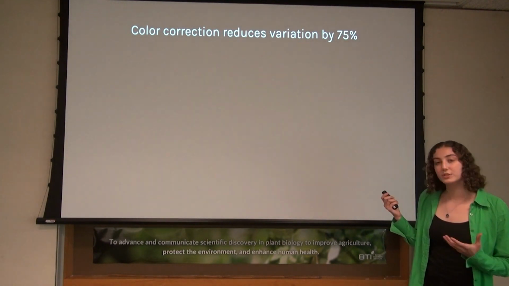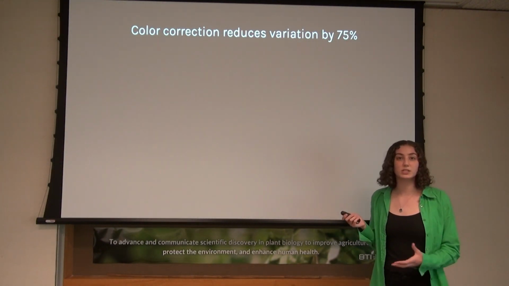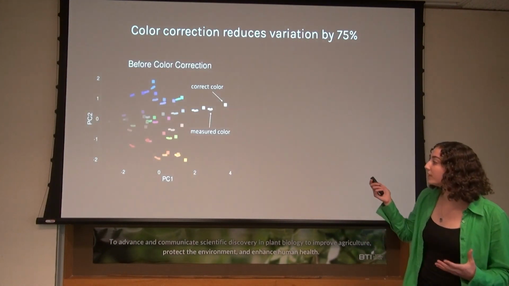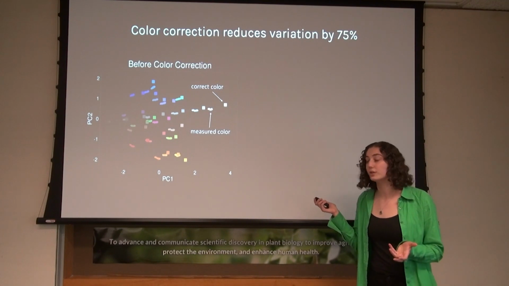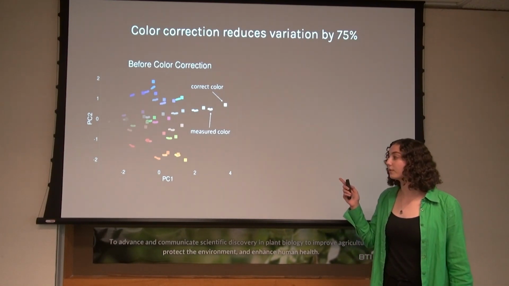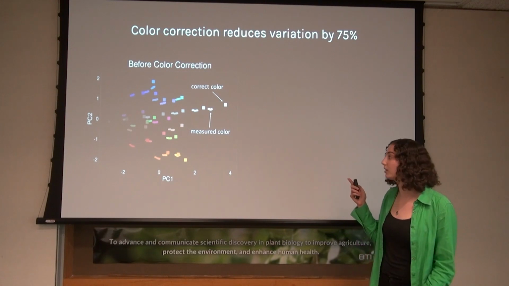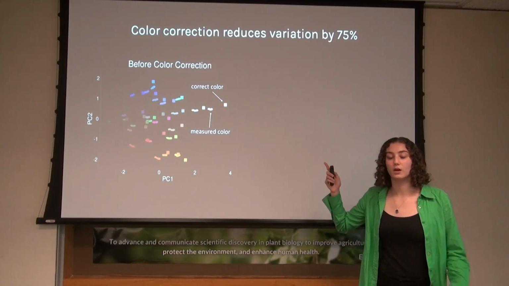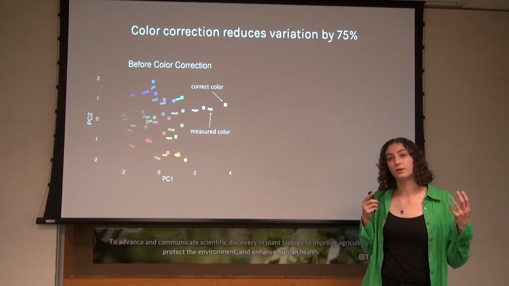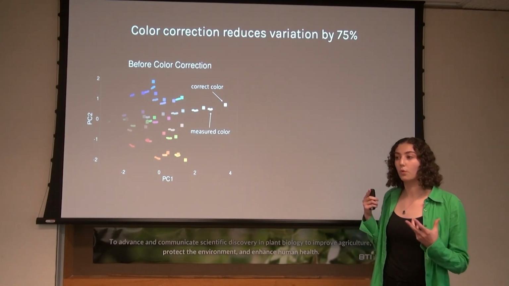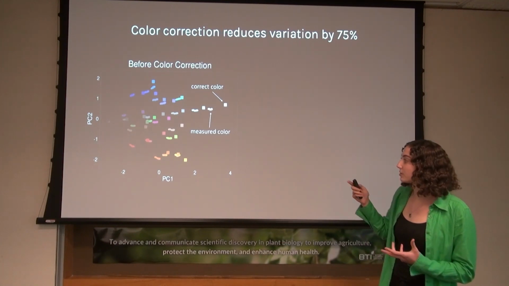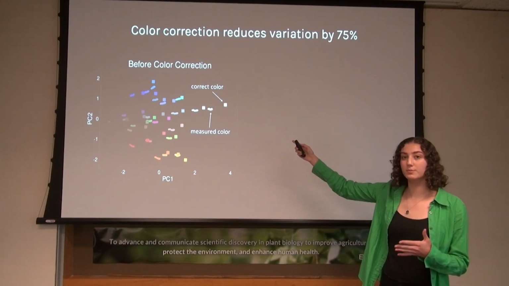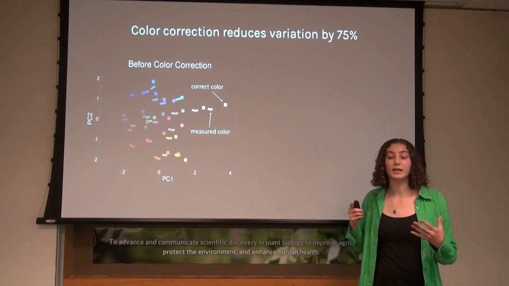So the first step in our pipeline is to color correct the images. This corrects for the lighting differences that may be in the photos. So this is showing a principal component analysis of each chip in the color checker. The squares are the correct color, and the circles are showing the color that was measured from the image before color correction. So you can see that there's a lot of variation in the colors. Some of them are not very close to where they're supposed to be, and this shows, for the most part, that the lighting in our photos was too dark.